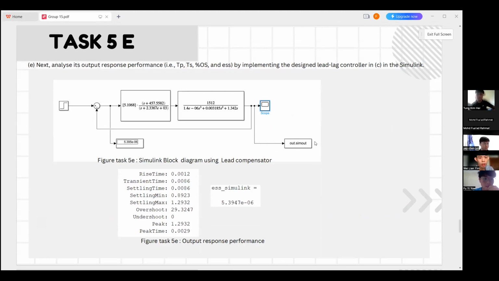And from this Simulink diagram, we can see our transient response result. The settling time is 0.0086, which is actually less than our desired specification of 0.0121. And the steady state error from this Simulink is 0. We also achieve our overshoot, which is 29.32, similar to our desired 29.57.